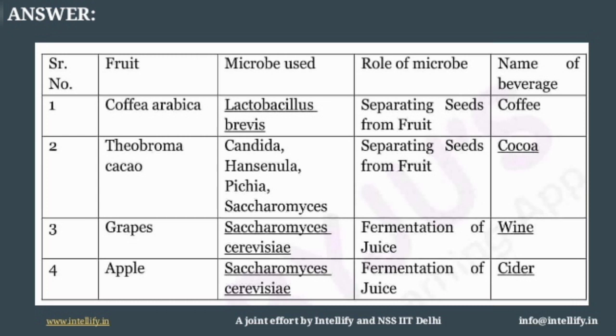And the third one is grapes. Here the microbe used is Saccharomyces cerevisiae. The microbe's role is to ferment the juice. The beverage is wine. And the fourth one is apple. Here the microbe is also Saccharomyces cerevisiae. The role is to ferment the juice. And the beverage is cider.